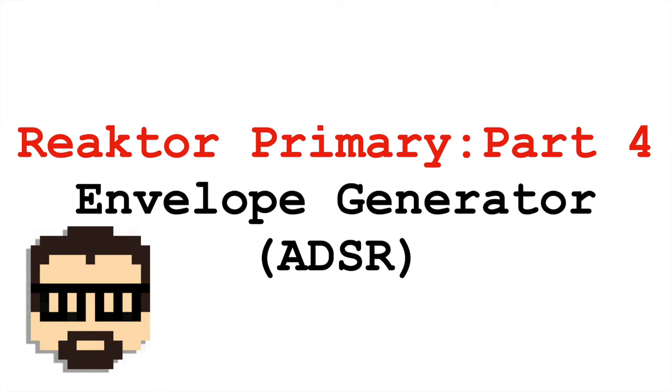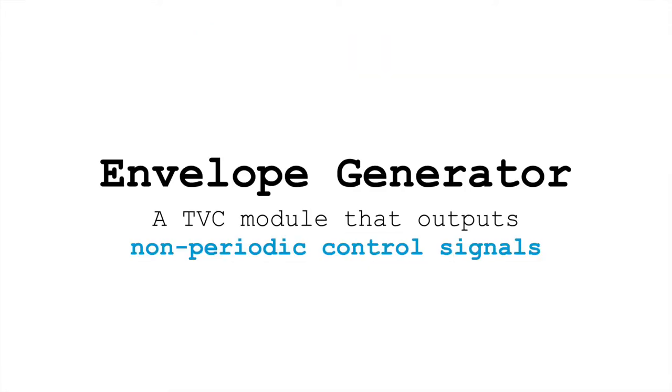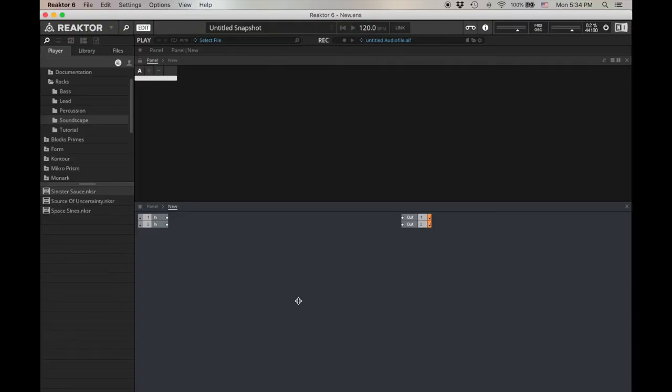Hi, this is Simon, and in this video, we're going to start adding some time-variant controllers to our ensemble, some TVCs. Today, specifically, an envelope generator. I'm going to start with a new ensemble and demonstrate an envelope generator very simply, and then we're going to add that envelope generator to the ensemble that we made in part 3. Finally, we're going to use that envelope generator for both an amplitude envelope and a filter envelope.